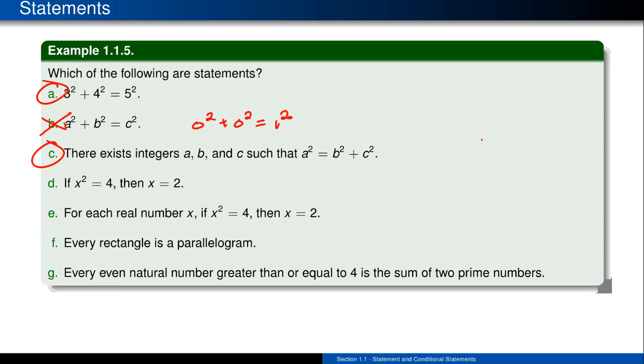Okay, so now let's go ahead and look at D. D is actually going to be a subtly sneaky one. On the onset, it simply says if x squared equals 4, then x is equal to 2.